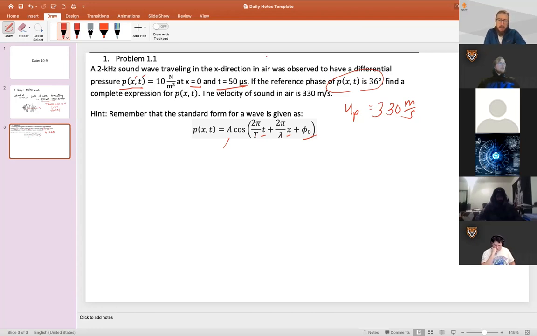Okay, so the goal is this: what this problem is saying is to figure out all of the missing variables. All right, so let's go into some breakout rooms. Take a moment, work on this, and then work with someone else in the breakout room to see if you can figure out what's missing here.